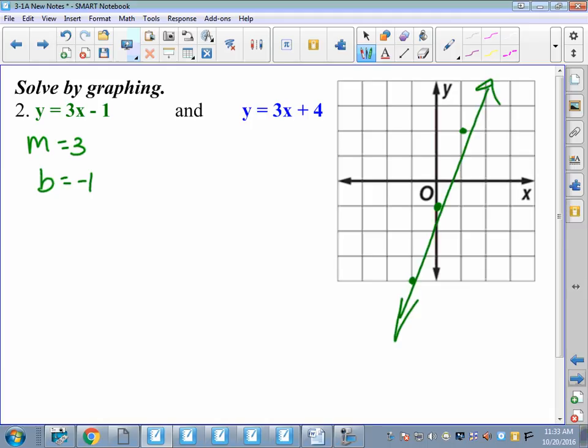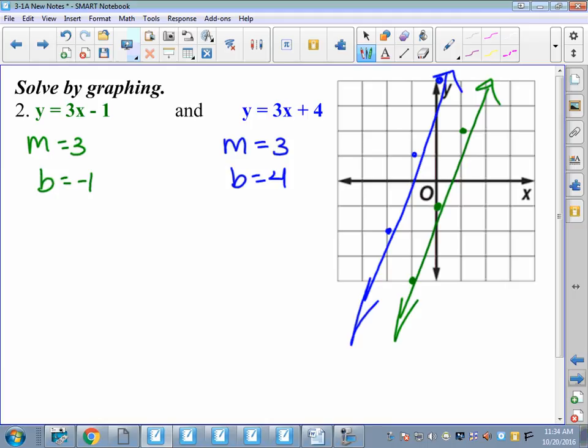There's my graph. And my blue line also has a slope of 3, and its y-intercept is 4. So I'm going to start at positive 4 on the y-axis. I'm already at the top, so I'm going to go down 3 and 1 to the left. Down 3 and 1 to the left. And you can see if I have the same slope of 3, I'm going to have parallel lines.